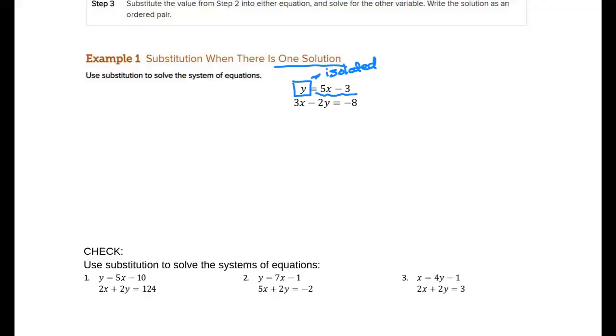All right? So I go to my other equation and rewrite it as 3 times x minus 2y. Well, now I know y is equal to 5x minus 3, and I'm going to put that in parentheses. So, parentheses, 5x minus 3, that's my y value. I'm going to put that in a different color maybe, equals negative 8.